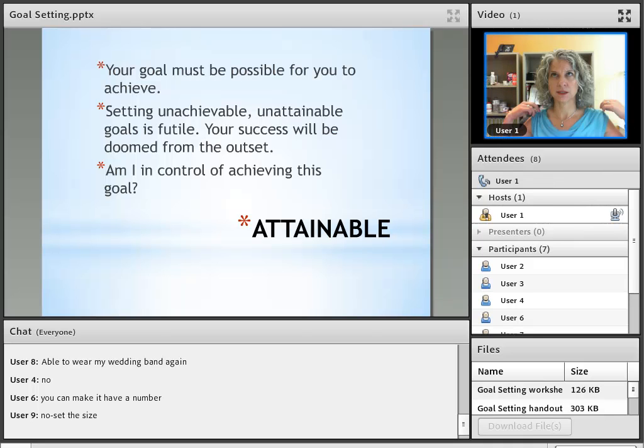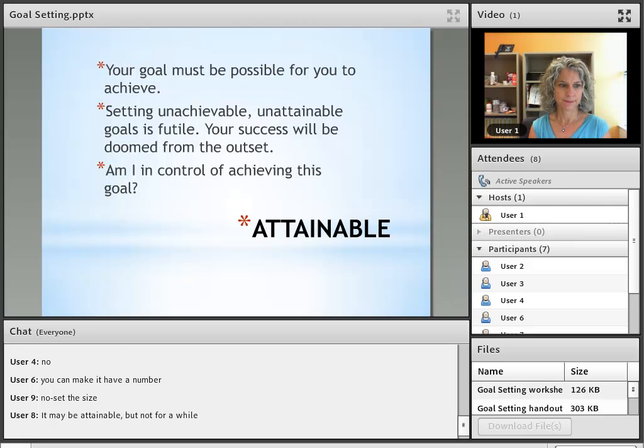What if somebody who is a size 18 says, I want to wear a smaller clothing size. I want to be in a size 8. What do you think? Bridget says it may be attainable, but not for a while. Okay? So it has to have a time frame, right?